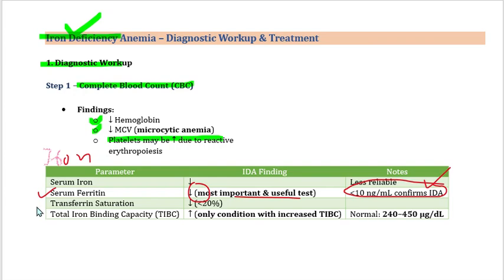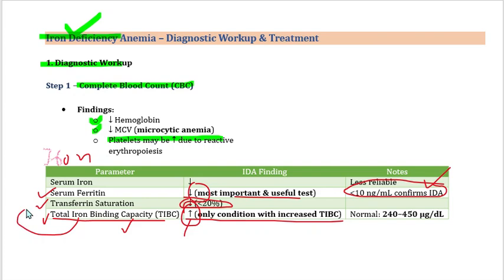Then there is transferrin saturation. It will be less than 20%. It will be decreased, and there is total iron binding capacity, which is increased. Iron deficiency anemia is the only condition where TIBC is increased.